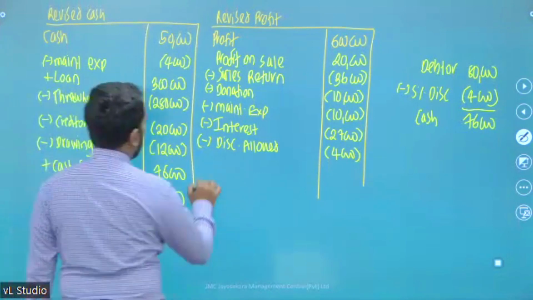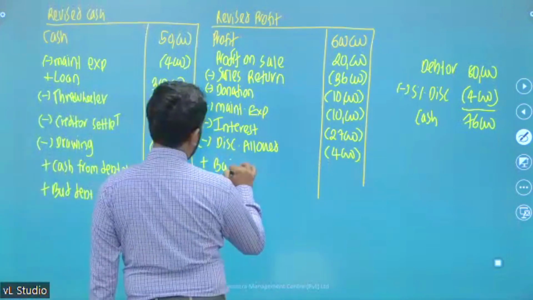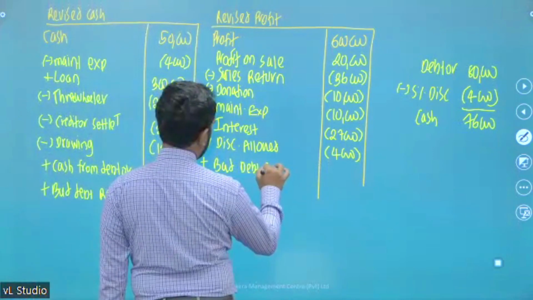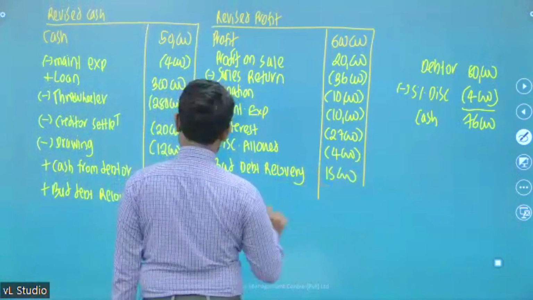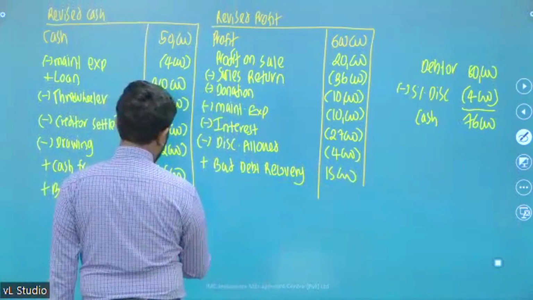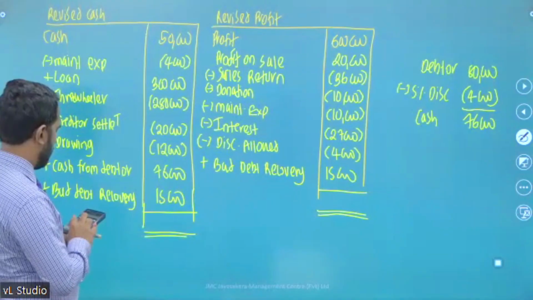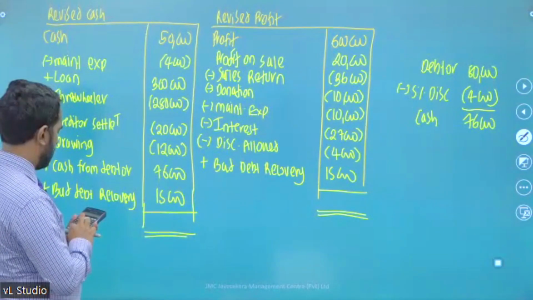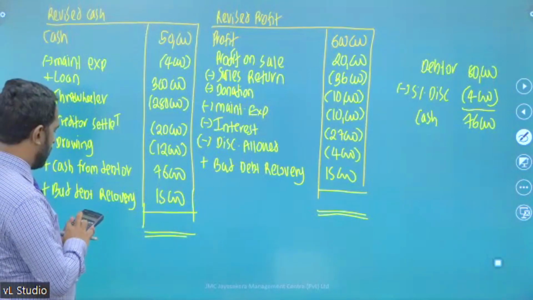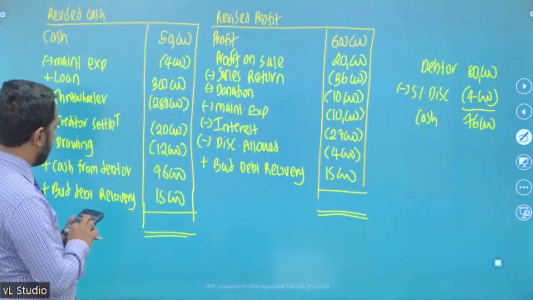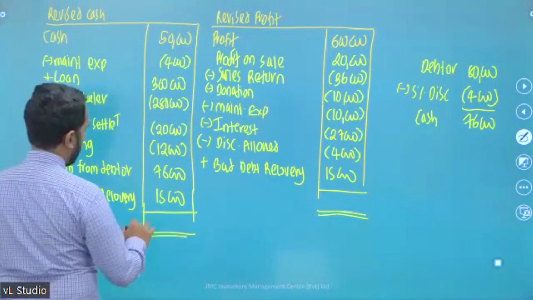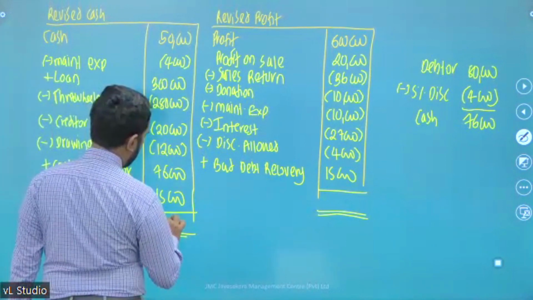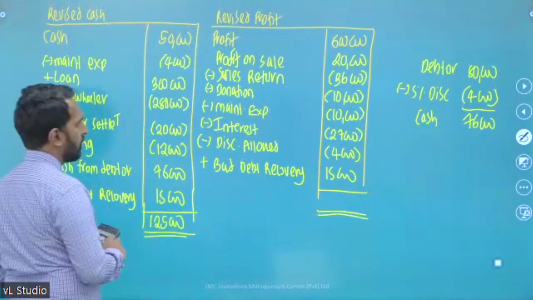$15,000. Then you need to add that bad debt recovery, 15,000 here. Right. So you can take the total 50,000 minus 4,000 plus 300,000 minus 280,000 minus 20,000 minus 12,000 plus 76,000 plus 15,000. So I'm getting an answer of 125,000.